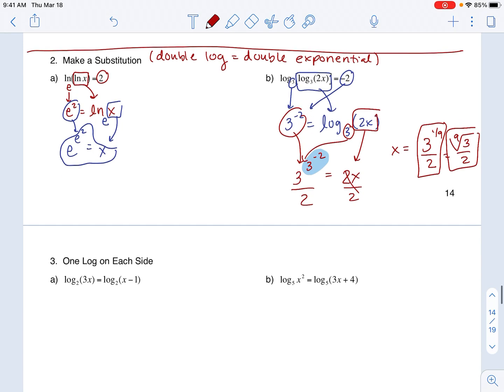Okay, so that's a double log. Again, if you see double log, it's going to become double exponential, and then you just go from there.